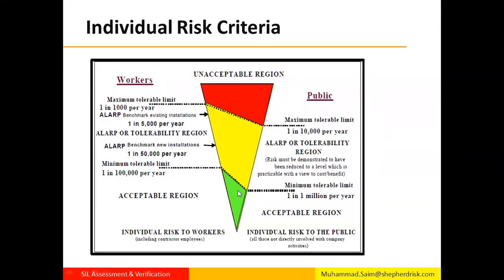Our goal is to operate in the acceptable region. However, this is not always possible due to various factors, finances, economic, or other reasons, so generally we operate somewhere here in the yellow region, which is the allowed region. So we target a risk which is as low as possible, below 1 in 1,000 per year.